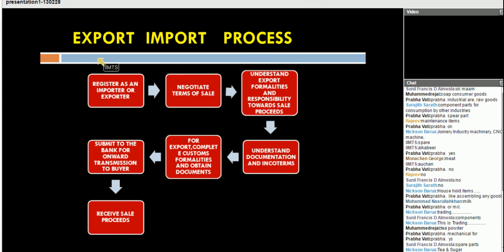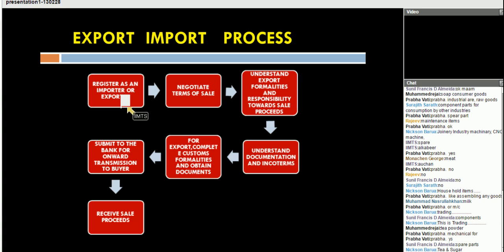Now, what is the process? Export and import trade is not a very easy thing, and it's not everybody's cup of tea. No, everybody cannot manage it. It needs a lot of patience and experience to run an export and import business. What are the different steps involved in the process?